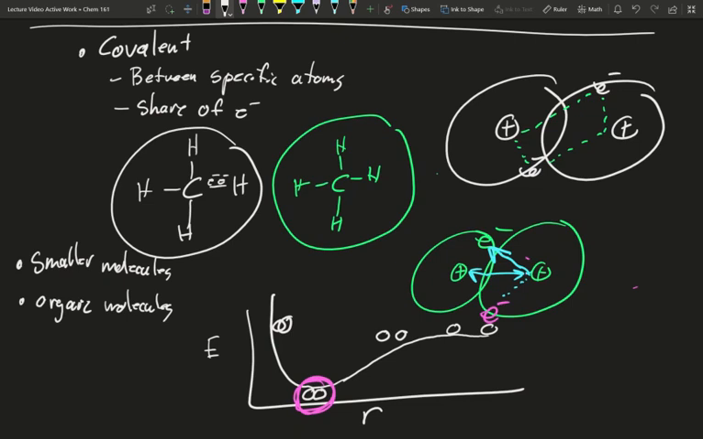So these are our three basic forms of bonding that we're going to discuss. Here's a quick intro to those three.